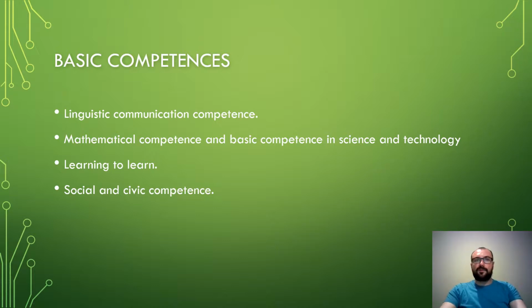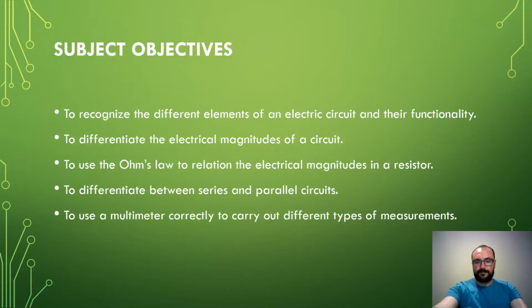This unit will provide new opportunities for the students to develop the following competencies: linguistic communication competence, mathematical competence, basic competence in science and technology, learning to learn, and social and civic competence. As I've said before, there are three main pillars in a CLIL project: content, language, and learning abilities. So let's go into detail with these three main aspects.